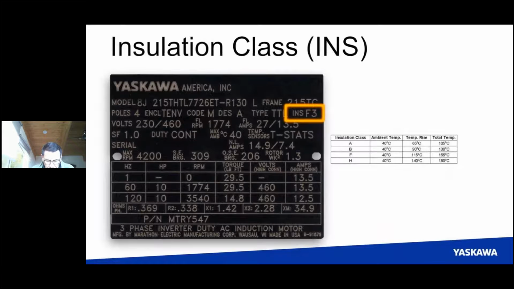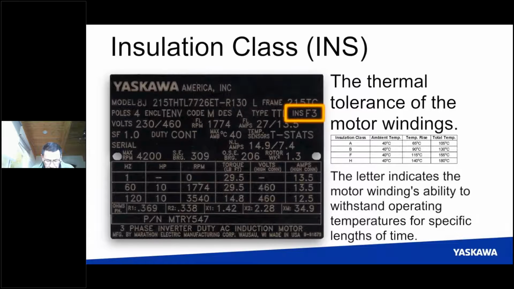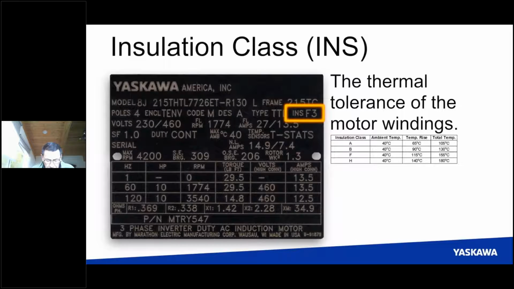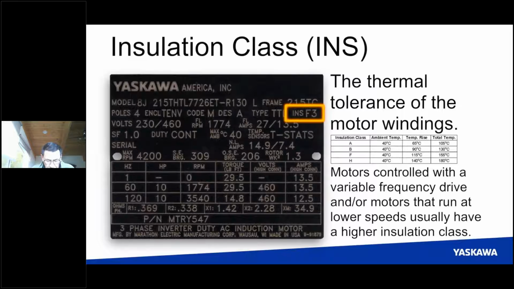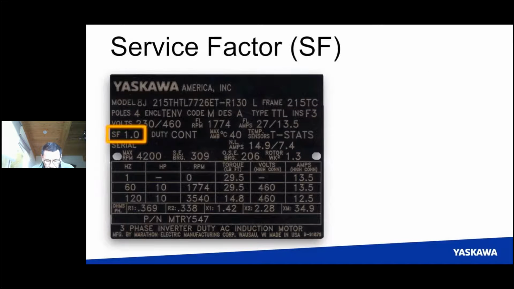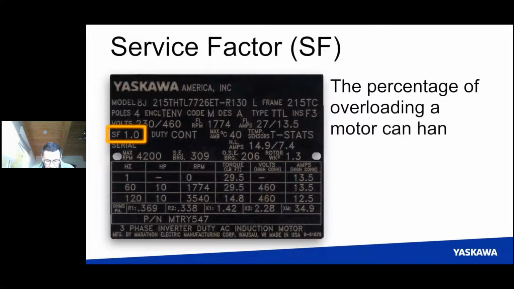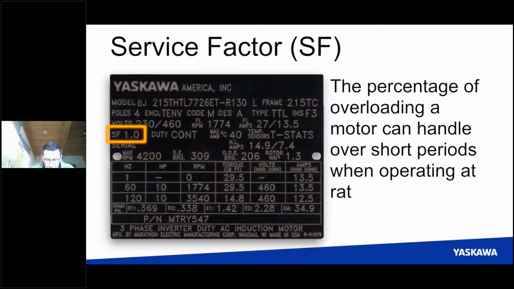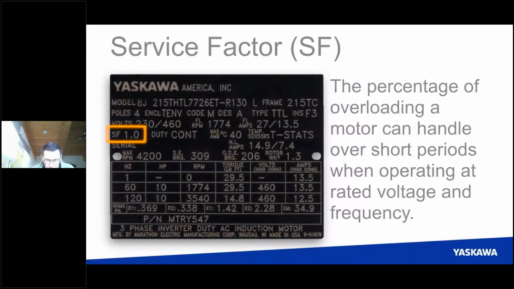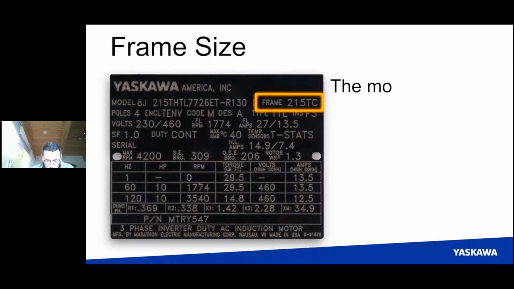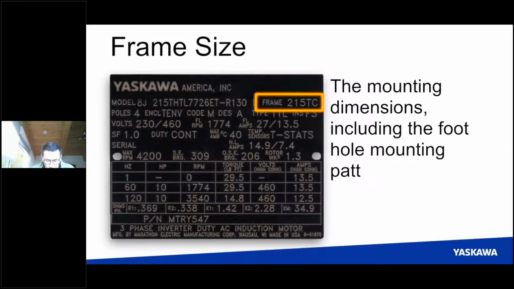Insulation is crucial in an induction motor. The insulation class describes the thermal tolerance of the motor windings. The letter indicates the motor winding's ability to withstand operating temperatures for specific lengths of time. Motors controlled with a variable frequency drive and/or motors that run at lower speeds usually have a higher insulation class. Service factor represents the percentage of overloading a motor can handle over short periods when operating at rated voltage and frequency. The frame size describes the mounting dimensions, including the foothold mounting pattern and shaft dimensions.